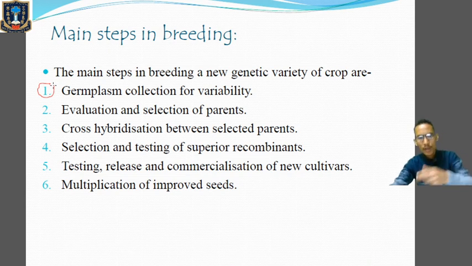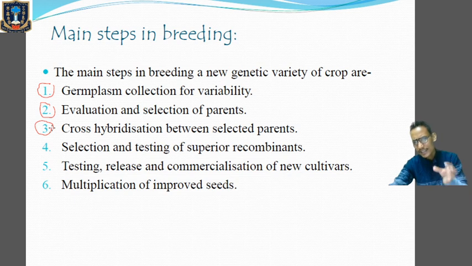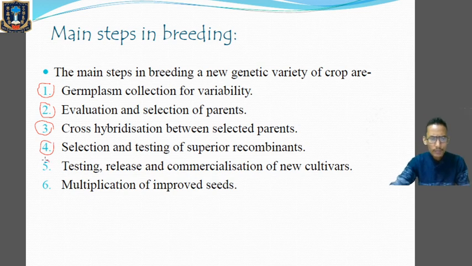We'll go through one by one, no need to worry. Number two is evaluation and selection of parents. Number three, cross hybridizations between selected parents. Number four step is selection and testing of superior recombinants. Number five, testing, release, and commercialization of new cultivars. And the last step is multiplication of improved seeds.